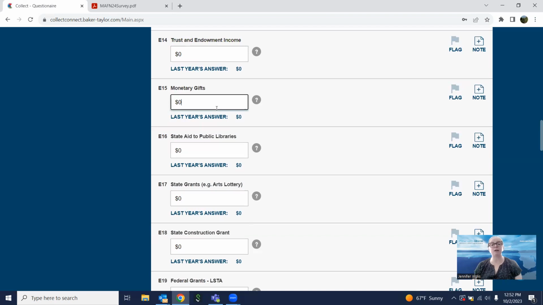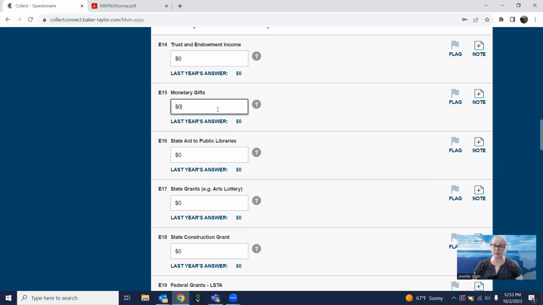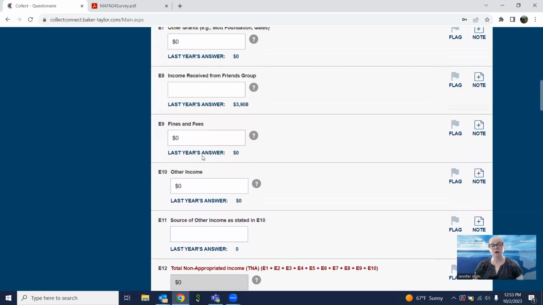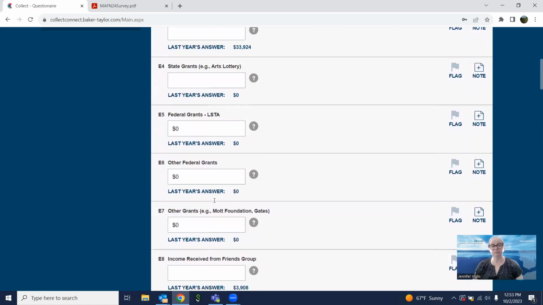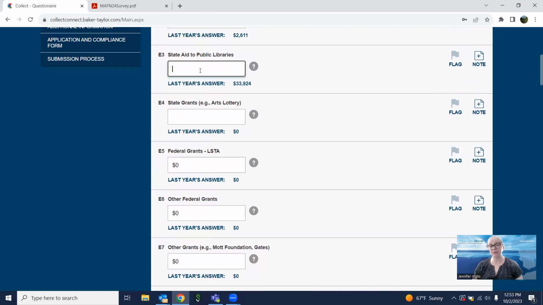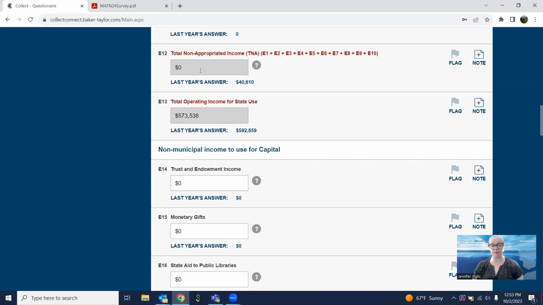Monetary gifts, did you do a fundraising campaign for a construction project? And you could put those here if they're from individuals. State aid to public libraries. Are you using some of your state aid money for a capital project? It's totally okay with us if you want to do that. So you're going to make sure that you have all of your state aid reported, but it can be divided between E16 or E3. So either operating or capital.